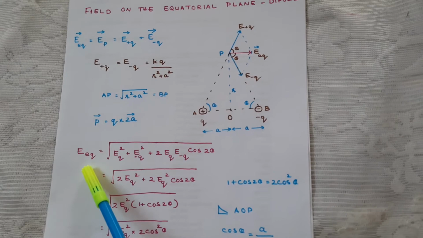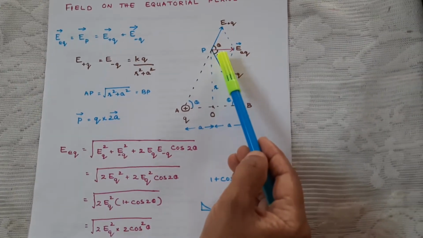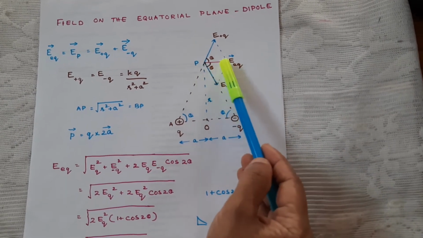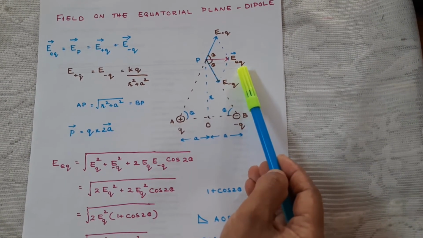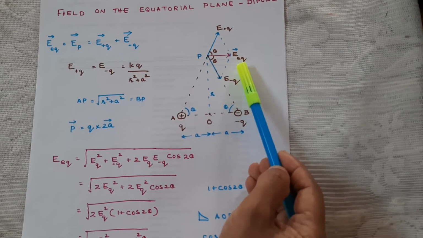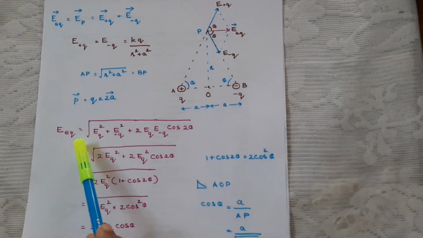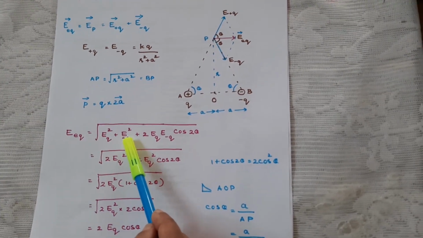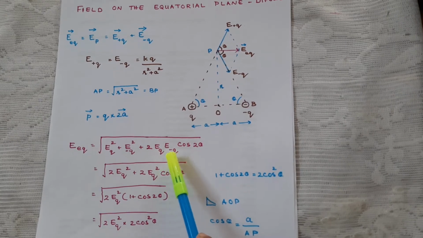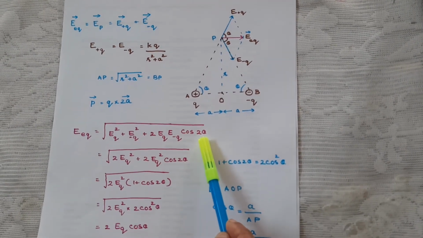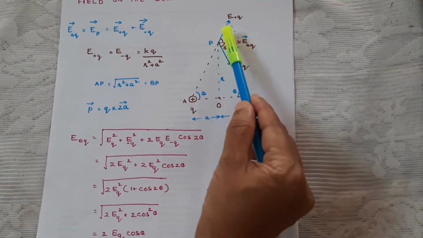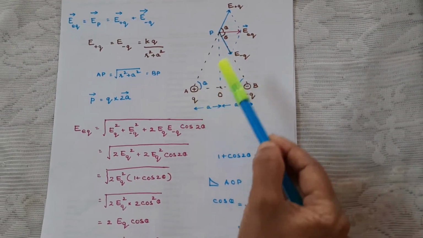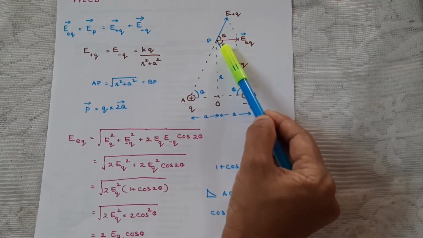So the resultant field can be found using the parallelogram law of vector addition. Complete the parallelogram and the diagonal represents the resultant electric field. Magnitude of the resultant field E is equal to root of E plus Q square plus E minus Q square plus 2 E plus Q E minus Q cos 2 theta, where 2 theta is the angle between the two vectors. Since this angle is theta, the angle between the vectors is 2 theta.